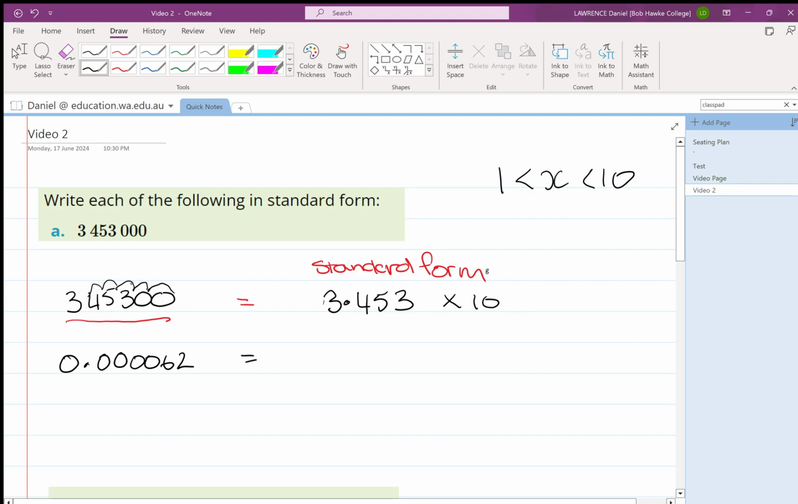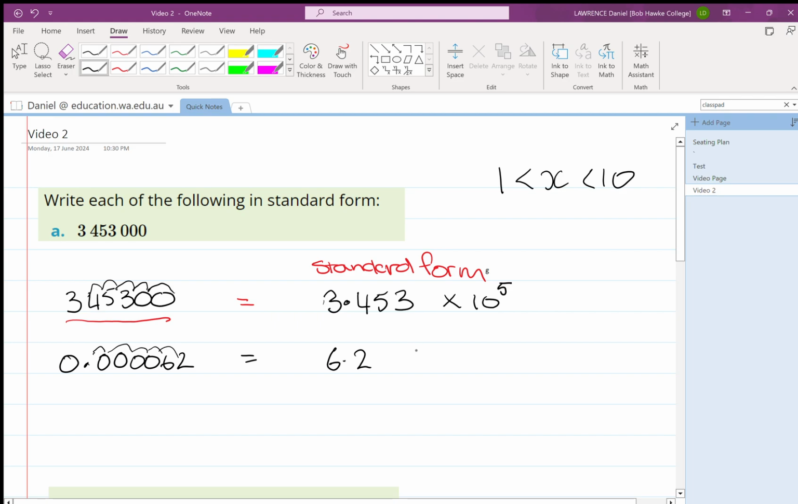1, 2, 3, 4, 5. So 10 to the power of 5. That's now written in standard form. We can work the other way as well. So here's our very small number, 0.000062. Let's move that to there, there, there, there, and get it to 6.2.